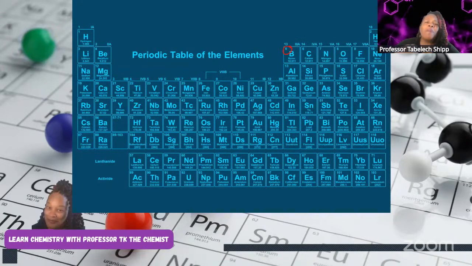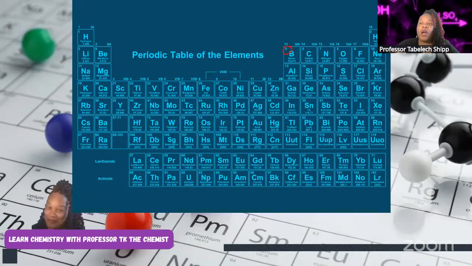When we talk about the atomic mass number in relationship to protons, electrons, and neutrons, we must keep in mind that we have to round to the nearest whole number.